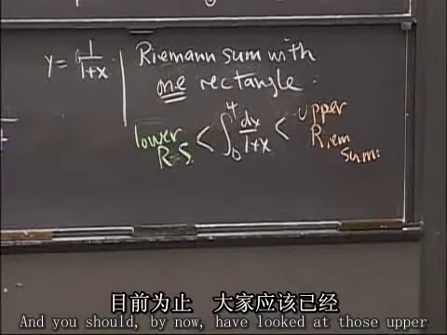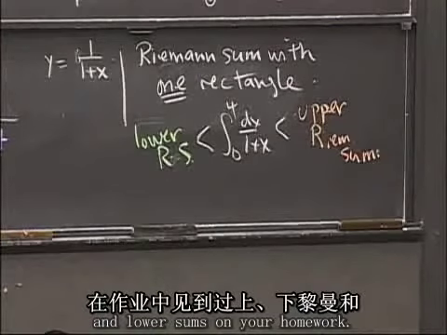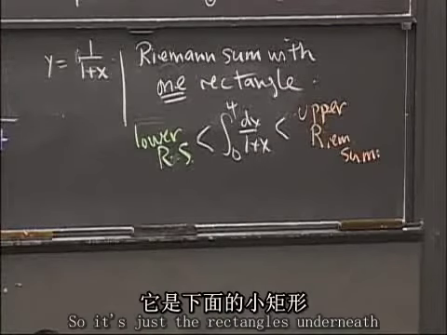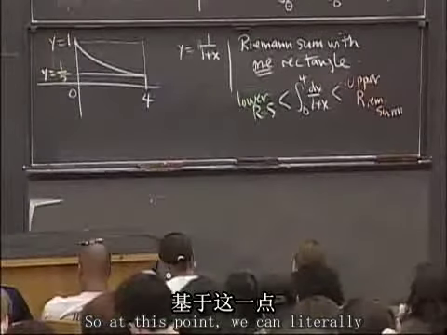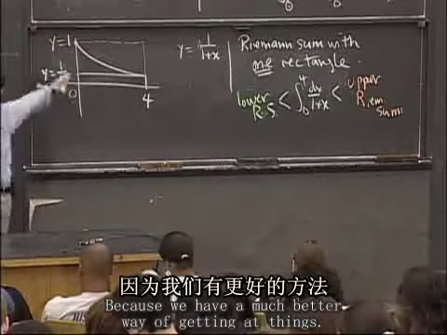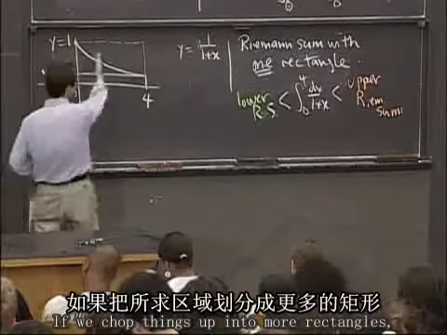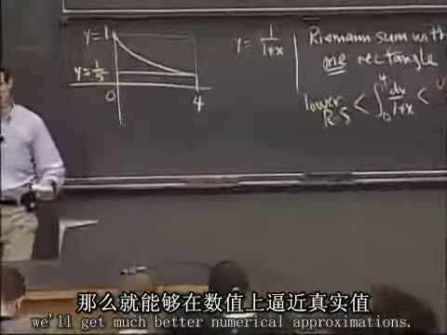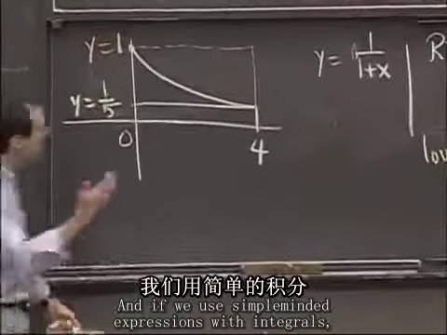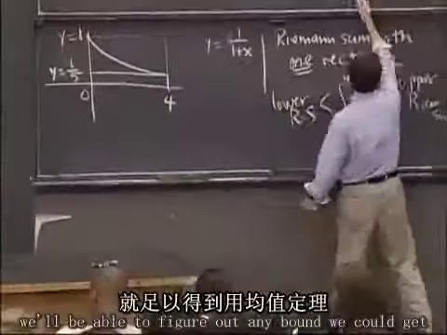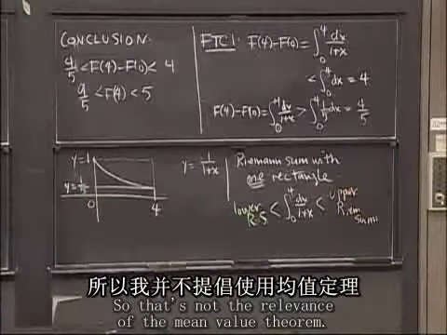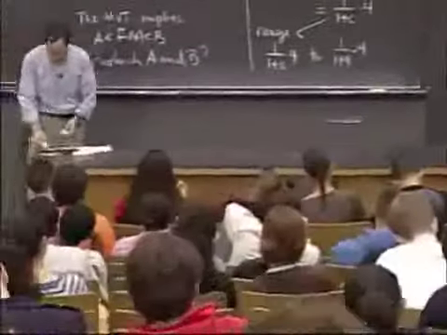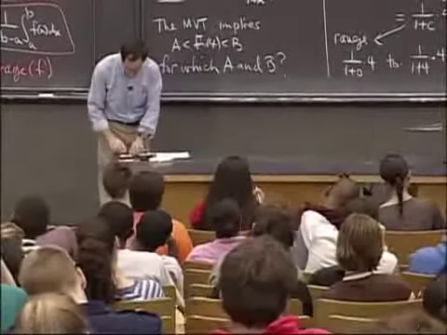And you should, by now, have looked at those upper and lower sums on your homework. So it's just the rectangles underneath and the rectangles on top. All right, so at this point, we can literally abandon the mean value theorem because we have a much better way of getting at things. If we chop things up into more rectangles, we'll get much better numerical approximations. And if we use simple-minded expressions with integrals, we'll be able to figure out any bound we could get using the mean value theorem. So that's not the relevance of the mean value theorem. I'll explain to you why we talked about it even in a few minutes.